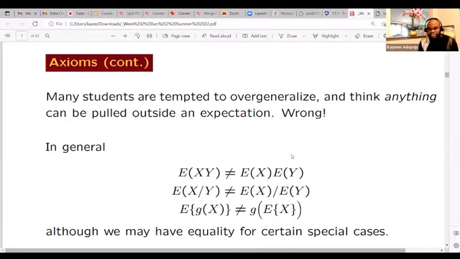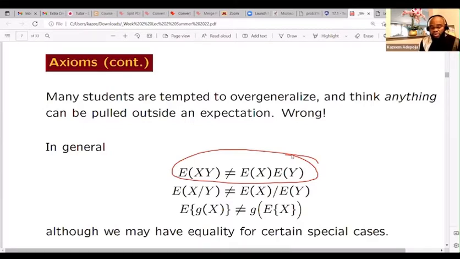Expected value of xy is not the same as this. Take a look at this. The only condition under which this can hold is when x and y are independent. When x and y are independent, then we can have expected value of xy equal to expected value of x multiplied by expected value of y.